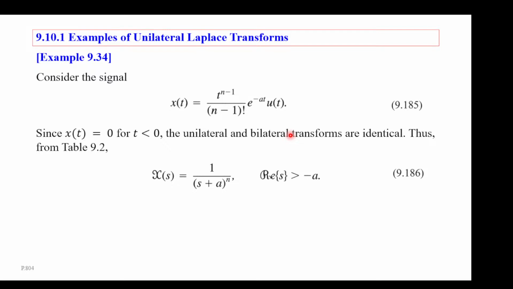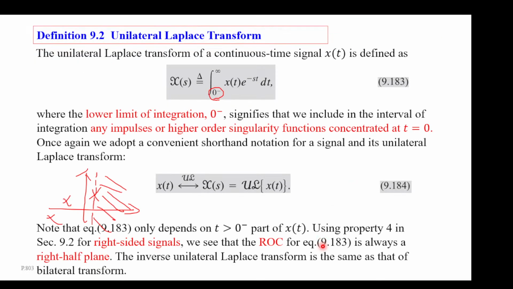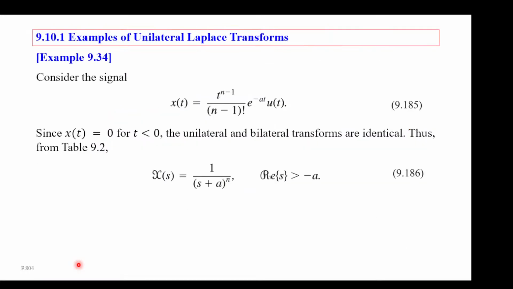The important part is that for the unilateral Laplace transform, we don't really need to specify the ROC, because you cut off x of t at t equals 0. So x of t is always a right-sided signal, and your ROC will always be a right-half plane extending to right infinity. So you can just pick the ROC as the right-infinity part.